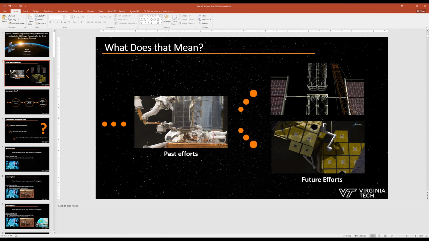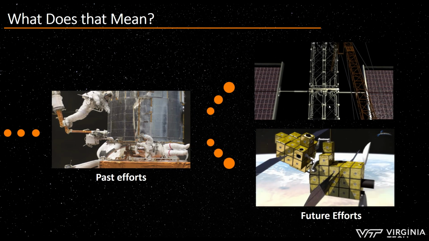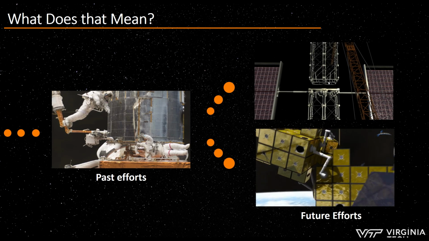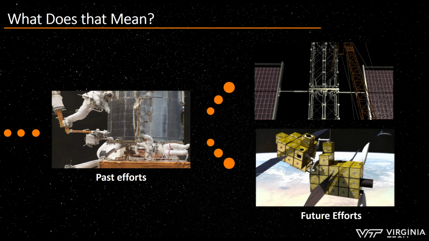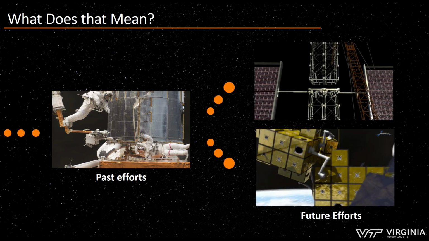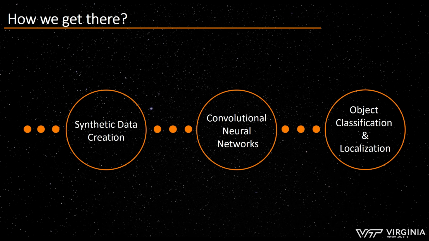Use robotics to either put trusses together, or let me see if I can pull this up. There we go. This is more of an assembly task, putting trusses together for new orbital platforms, space stations, and so on and so forth. And this one on the bottom is more of a servicing task, satellite to satellite, either a refit, repair, or refuel operation. So how do we get there?